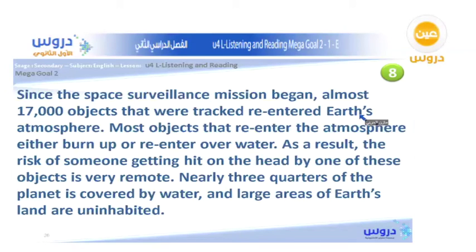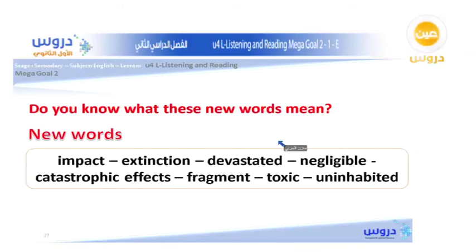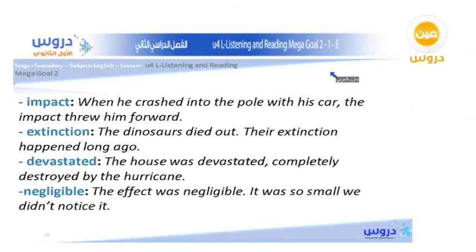So let's read and learn their meaning in detail. Impact means effect. So when he crashed into the pool with his car, the impact threw him forward. Next, extinction means no longer existing, the absence of something, but something that has been made absent by force. For example, the dinosaurs died out. Their extinction happened long ago. Devastated means very ruined. For example, the house was devastated, completely destroyed by the hurricane.